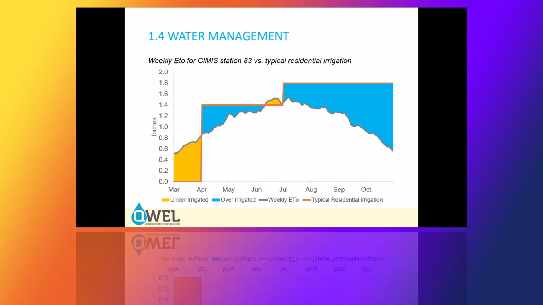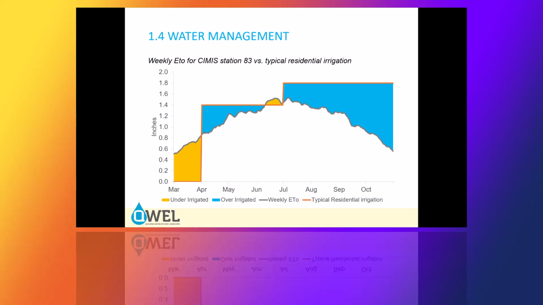I left this chart in here. CIMIS is California's version of AZMET. It's their state climate system. The trends we see in this chart are basically the same ones we see here in Arizona. This figure shows a chart of weekly ETo for the months of March to October, which is the gray line. The orange line represents a typical residential irrigation pattern. The yellow area represents under irrigation, and the blue represents over irrigation.